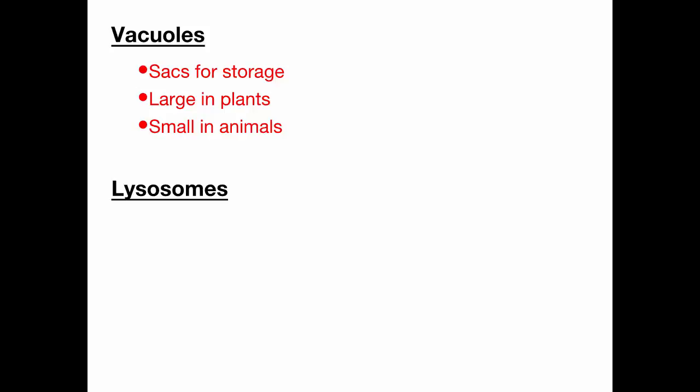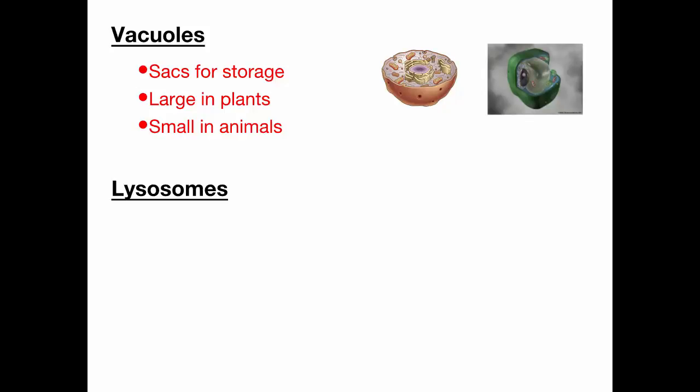Vacuoles. Vacuoles are for storage. They're these little bubbles within a cell that store material. And usually plant cells have a very large central vacuole that is filled up with water. Animal cells have much smaller vacuoles. They could store things like water or waste or food. So this thing, it looks like an ice cube in the middle of this plant cell, that's a vacuole.